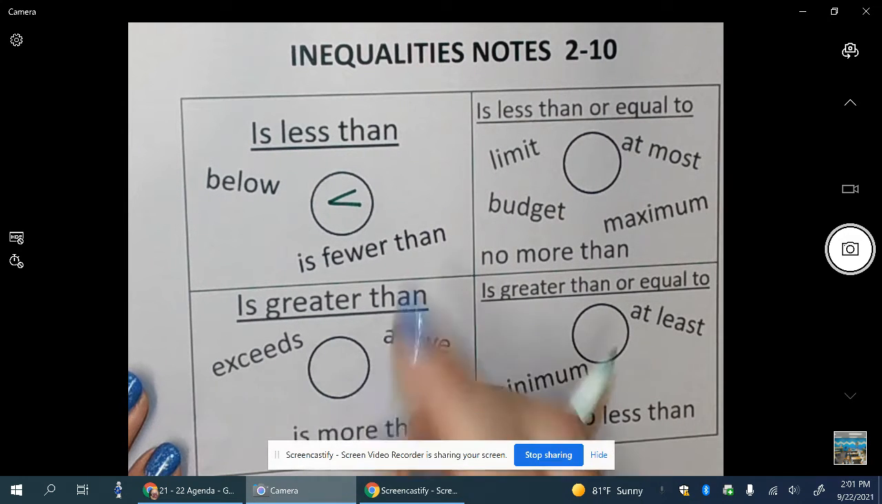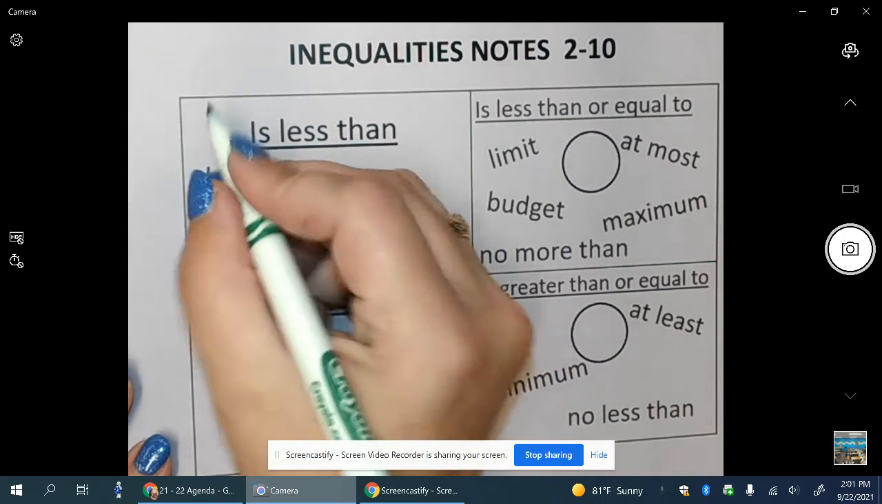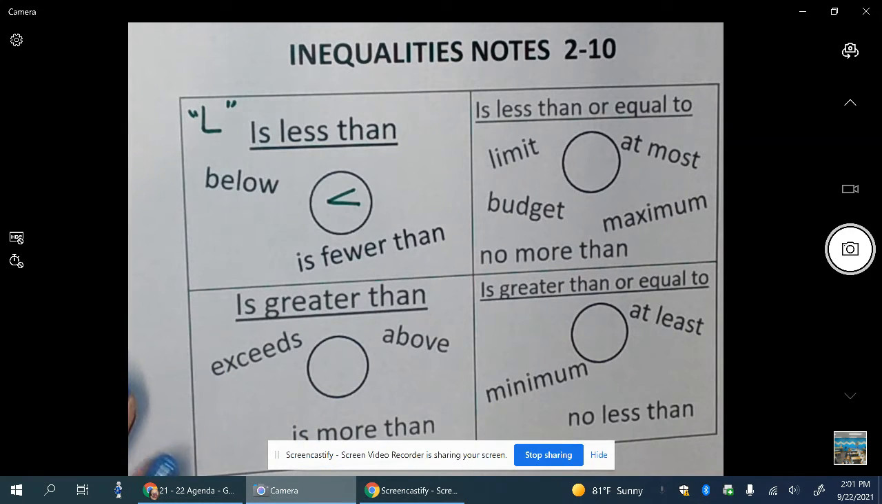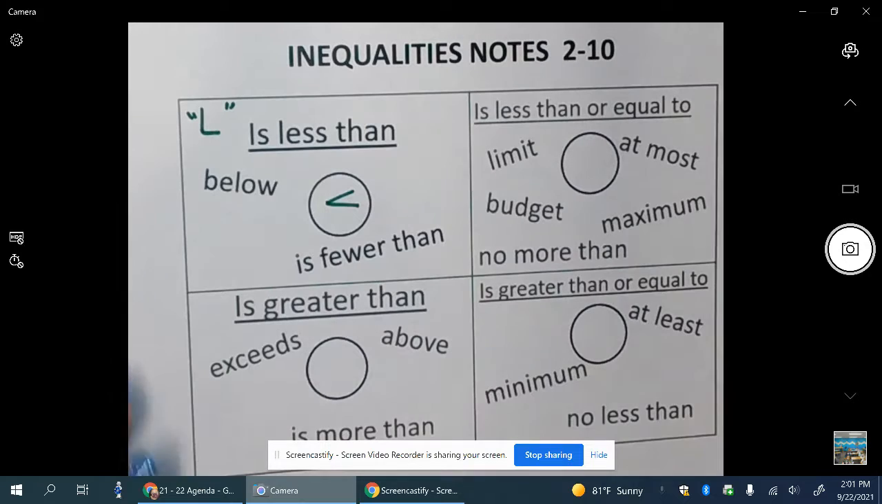Oh, okay. So this is the less than sign. Think of it as an L, but it's slanted. Okay, less than. Below. Fewer than. Are there any other less than words you can think of? Less than.